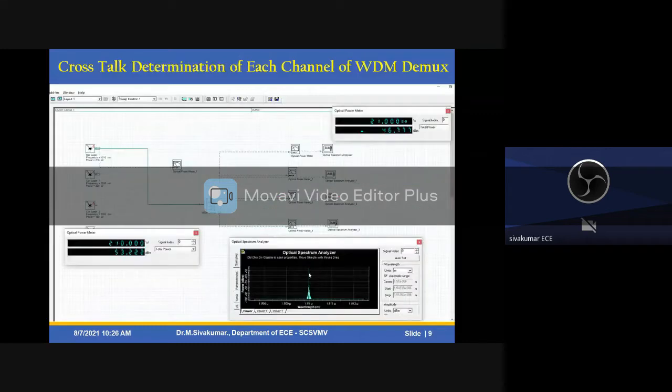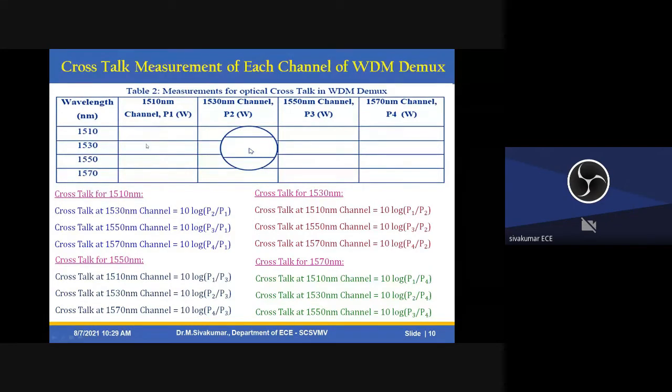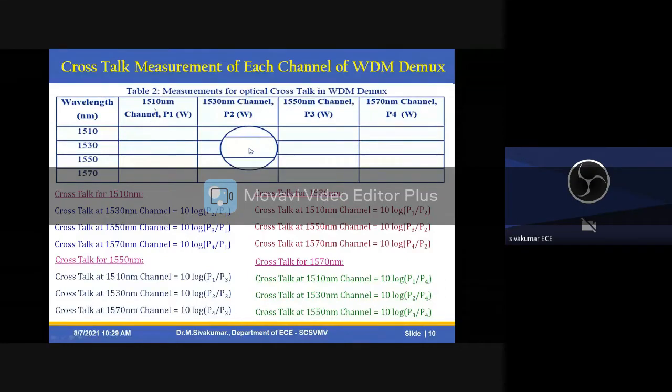And also, this is the calculation table for the crosstalk measurement of each channel of WDM DMX. Here, the same table, wavelength in 1510. Here, you need to calculate P1, P2, P3, P4. P1 is nothing but the 1510 nanometer channel. What are the values we are getting? Okay, these are, for example, the 1510 wavelength crosstalk.